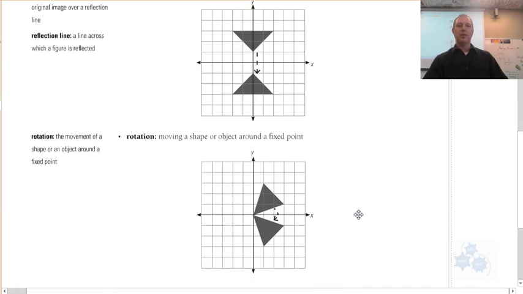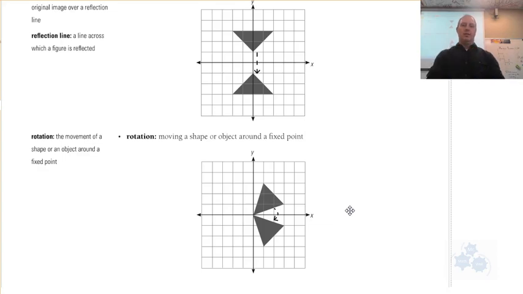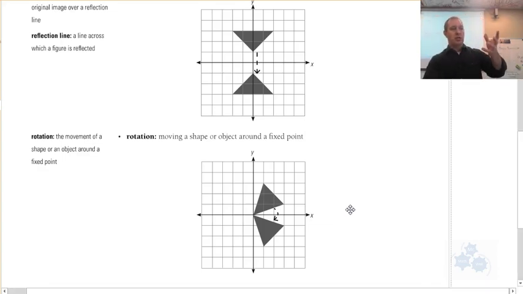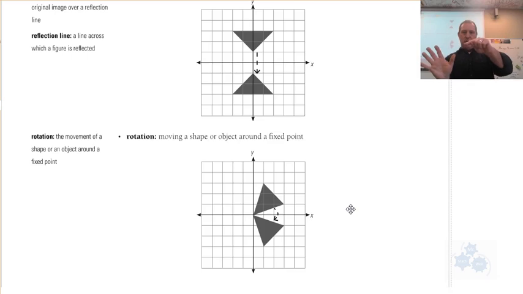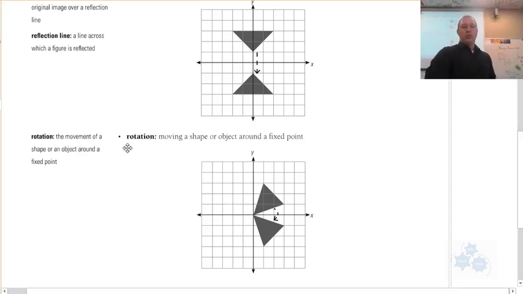The third one we're going to talk about here is called a rotation. And that one's easy to understand too. If you have an object like this and you rotate it, you simply pivot. It pivots around some kind of point. The point could be on the object, so you could pivot around a certain point that's on the object like this. That's rotating it. Or you could pivot it around a point that's not on the object, that's away from the object, and it could look kind of like this. It would rotate around some given point in space. So it's the movement of a shape or object around a fixed point that doesn't move.